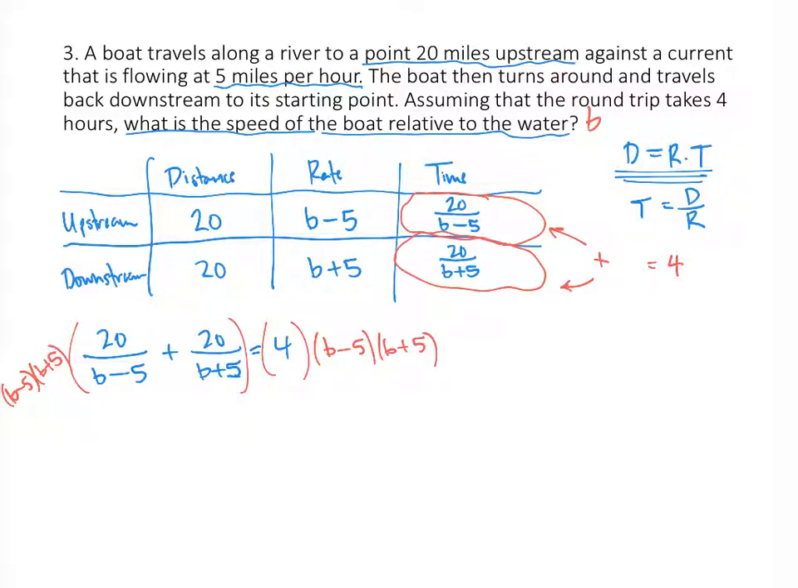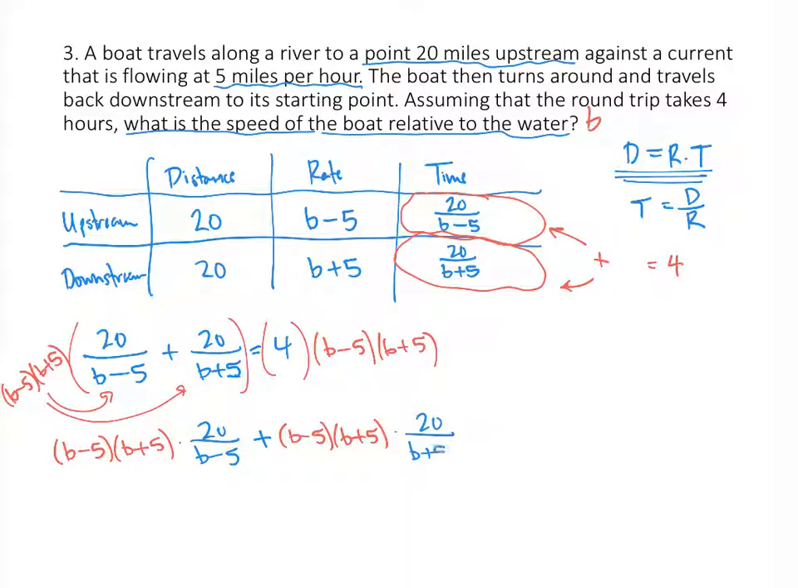Now, whenever we do this, as we hopefully know by now, we've got to distribute. So we're going to get b minus 5 times b plus 5 times the fraction 20 over b minus 5, plus b minus 5 times b plus 5 times the fraction 20 over b plus 5, and that's going to equal 4 times b minus 5 times b plus 5.